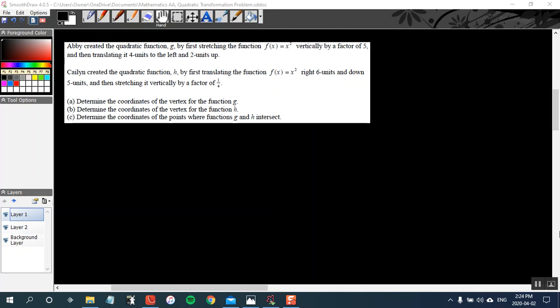Okay, here's a quadratic transformation problem. So Abby created a quadratic function g by first stretching the function y equals x squared vertically by a factor of 5 and then translating 4 units to the left and 2 units up.